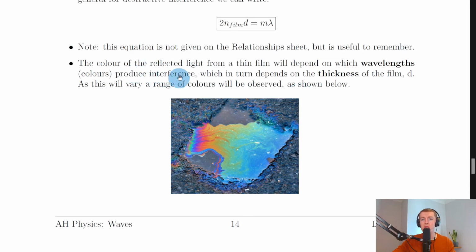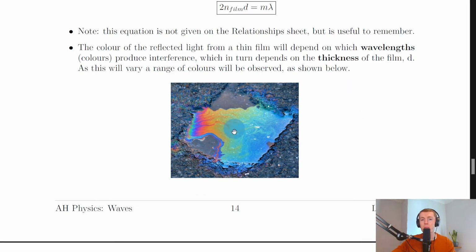Lastly, it says the colour of the reflected light from a thin film will depend on which wavelengths, i.e. colours, produce interference, which in turn depends on the thickness of the film d. As this will vary, a range of colours will be observed, as shown below. So these colours are produced because of the variation in the thickness of the film across the water surface. So it's not going to be a constant thickness d like the one we assumed in the derivation.